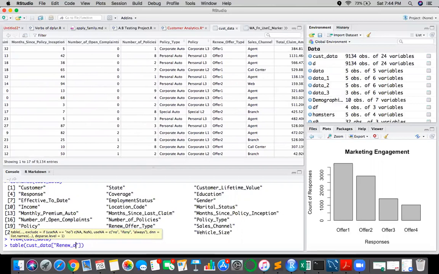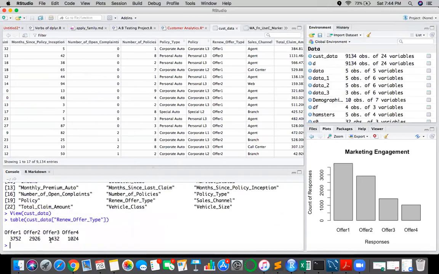Renew offer type. Offer type. Okay, so I got one insight.